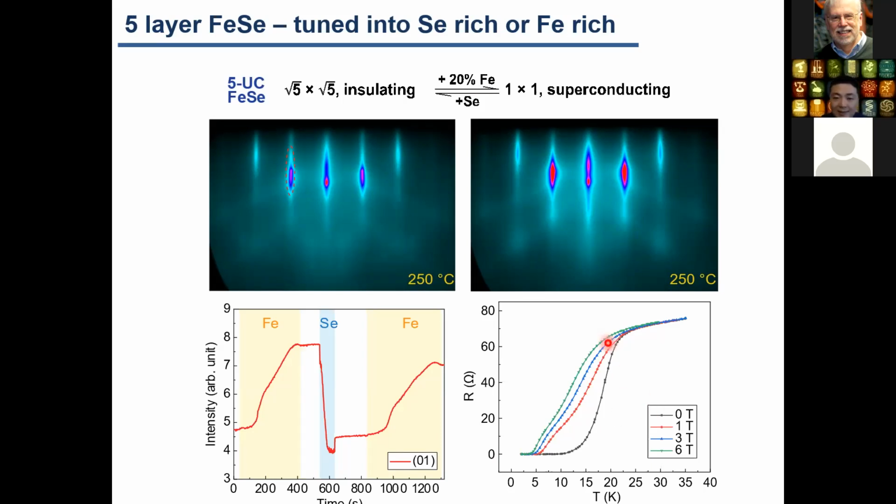Here I want to make one note. Although this 5-layer appears to be superconducting as shown here, in fact we think only the first 1 or 2 layers at the interface are actually superconducting. We will cover this in the second part of the talk.